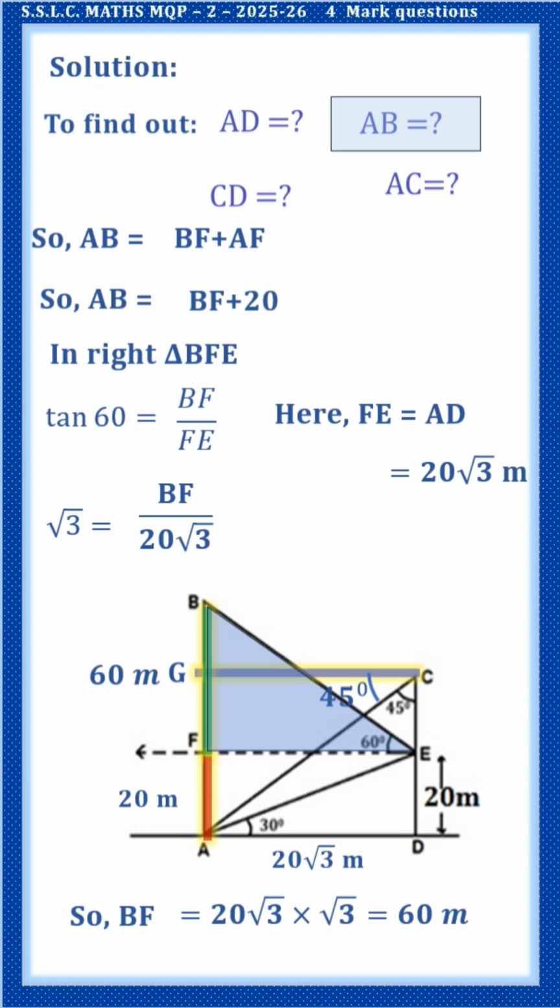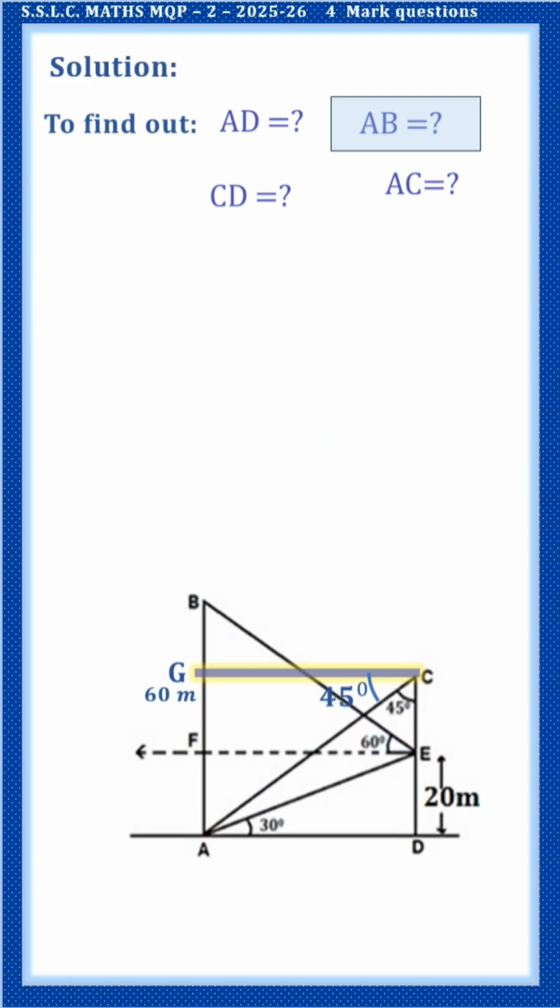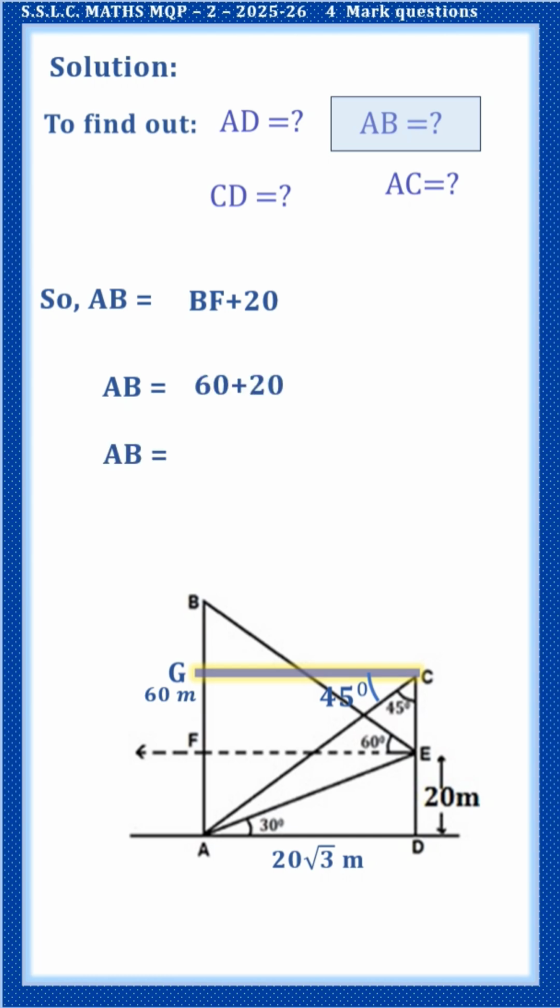Still we have to add 20 meter to 60 meter, because we need to find AB. Now AB is equal to BF plus 20. The value of BF is 60 meter plus 20 meter. So AB is equal to 80 meter. So the height of the tower is 80 meter.